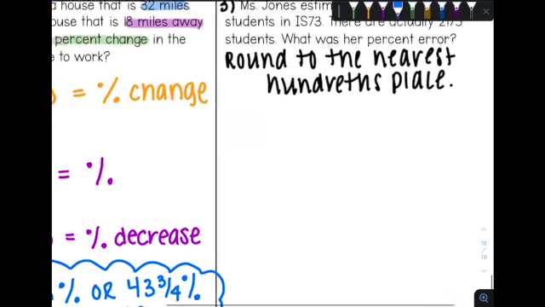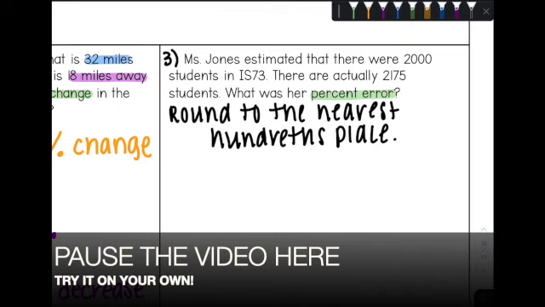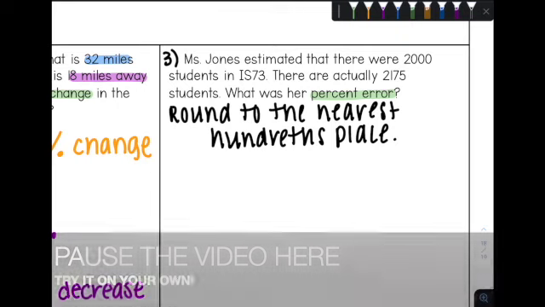All right, let's try number 3. Pause the video here. Identify the fact that you're going to find percent error, and you're rounding it to the nearest hundredths place. Pause the video, try this on your own, and come back and check your answer.